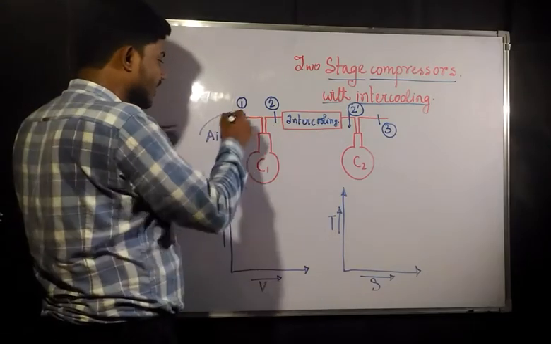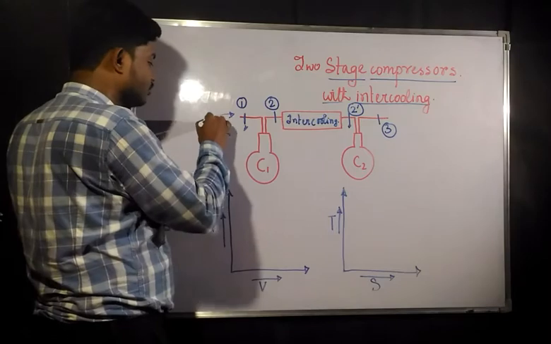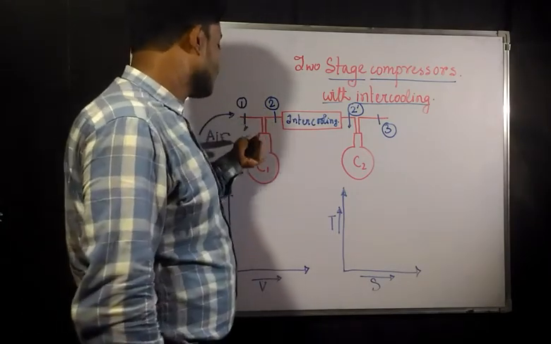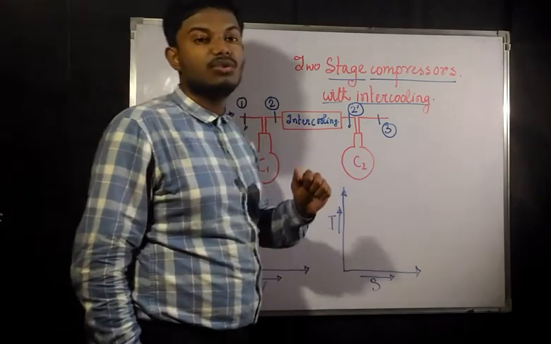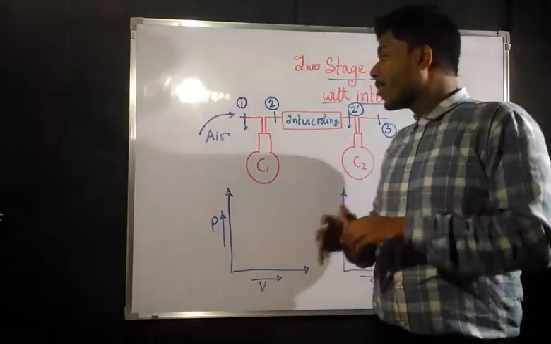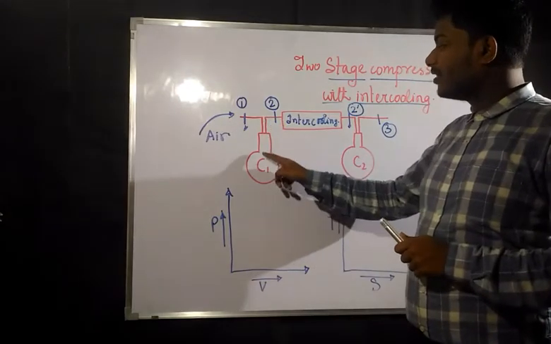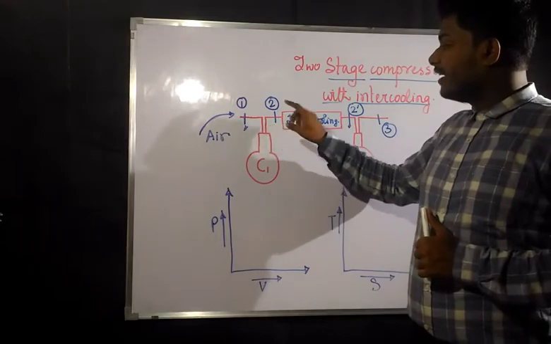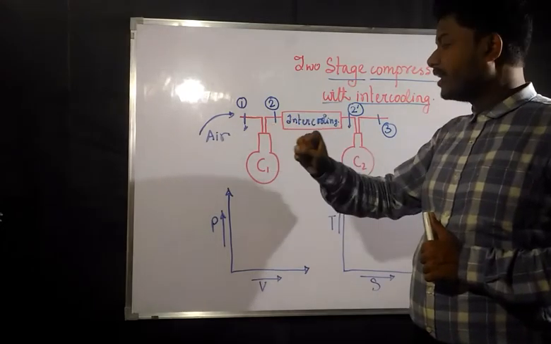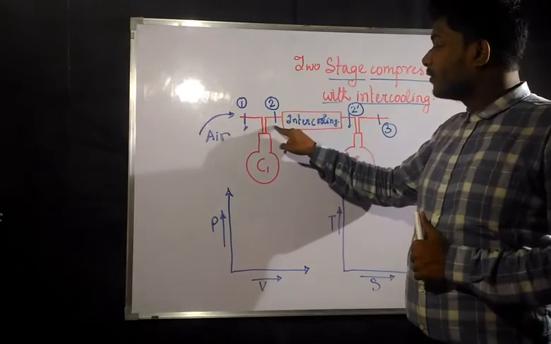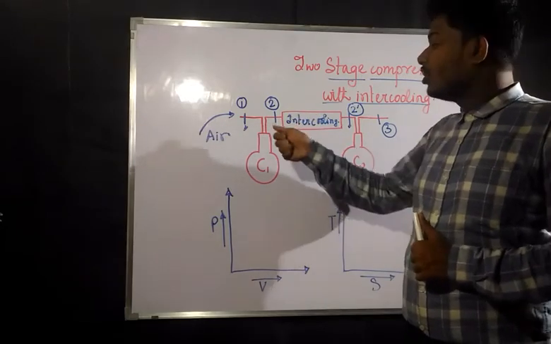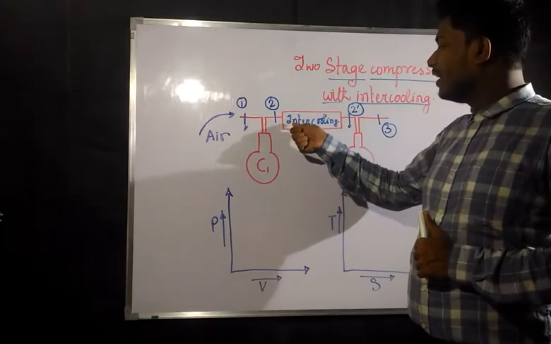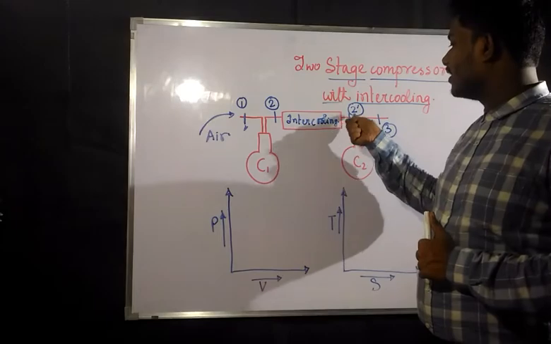At point 1 there is air which is getting delivered. C1 is compressor 1 and C2 is our second compressor. After getting compressed at compressor 1, the air goes out at point 2. After compression, its volume is getting compressed and its pressure is also getting increased. That means the temperature is going to get increased now. Now what will happen? Through intercooling we are going to attain a temperature at T2.